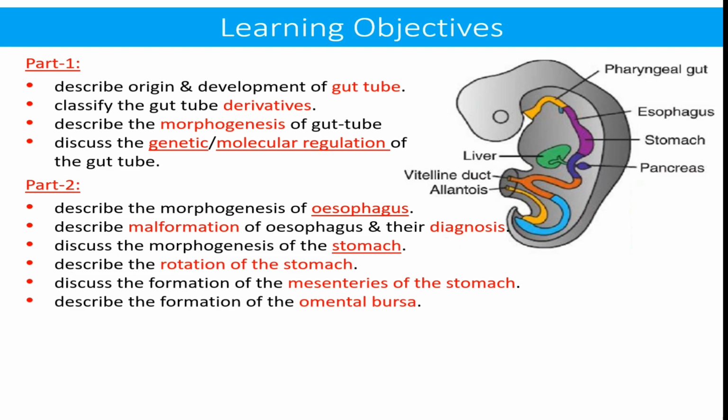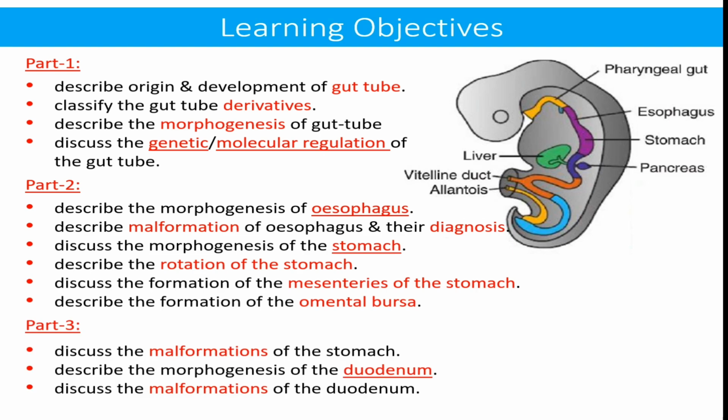In part 2, we will describe the morphogenesis of the esophagus as well as the stomach, malformations of the stomach, and rotation of the stomach, mesenteries of the stomach, and omental bursa. Whereas in part 3, we will discuss the malformations of the stomach, morphogenesis of the duodenum, and malformations of the duodenum.